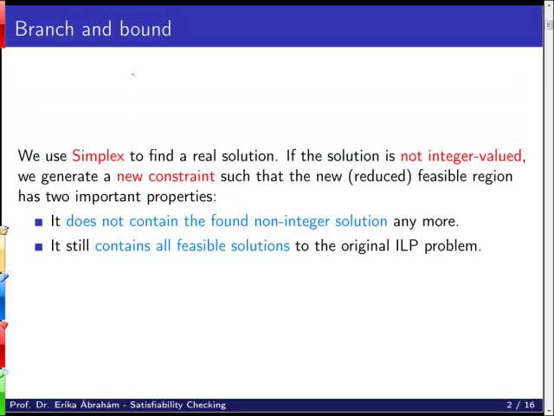So what is the basic idea? If you have used simplex as before, you can find real solutions, and if you find a non-integer valued solution, then we generate a new constraint such that it has the following two properties. First of all, if you add this new constraint, it will cut down the solution that you found. So after cutting down the search space, the new subspace does not contain the found non-integer solution. And secondly, by this cut, we do not lose any integer solutions.